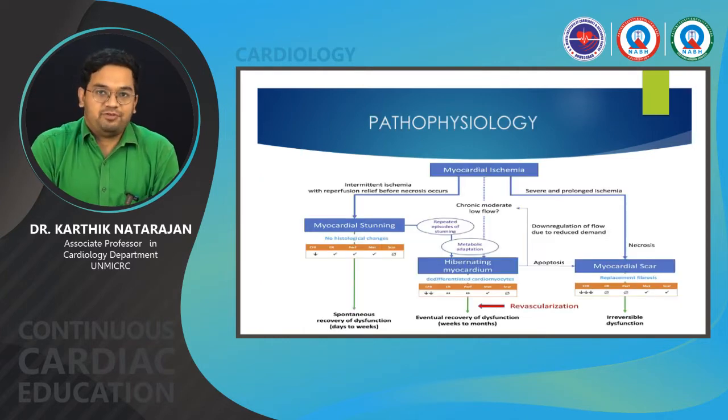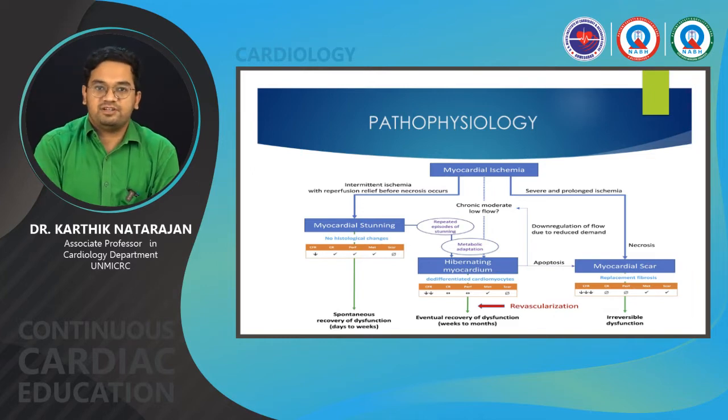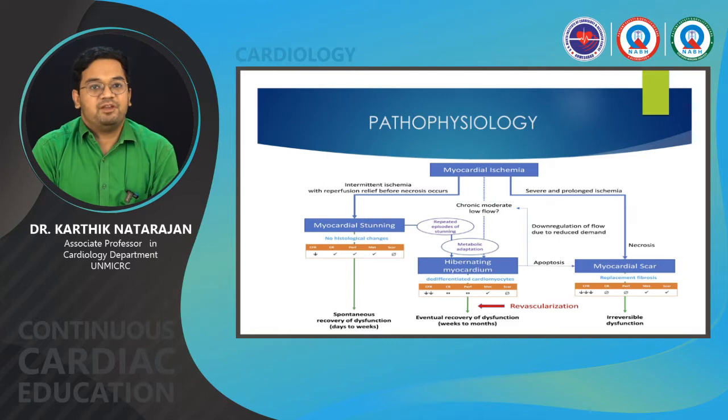What is the basic pathophysiology? You need to understand the concept of stunning and hibernation. So whenever there is myocardial ischemia, there is an intermittent ischemia with reperfusion relief before necrosis. There is myocardial stunning. In myocardial stunning, there are no histological changes. There is a slightly decreased coronary flow reserve, but the perfusion, the metabolism, the contractile reserve remains normal and there is no scar formation. There is a spontaneous recovery of the dysfunction within days to weeks.